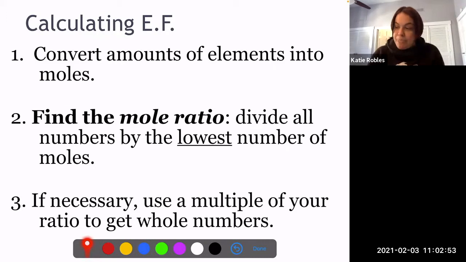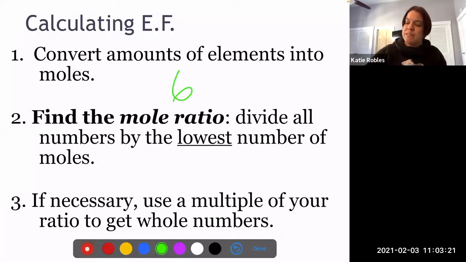Step number 1, convert the amounts of elements into moles. It's no help to you to work with something in grams. We've established that all atoms have a different mass, so that ratio doesn't work for you. The second step is to find the mole ratio. Mathematically, we do this by dividing all numbers by the lowest number of moles. All right. Let me show you what that means so you're not confused.